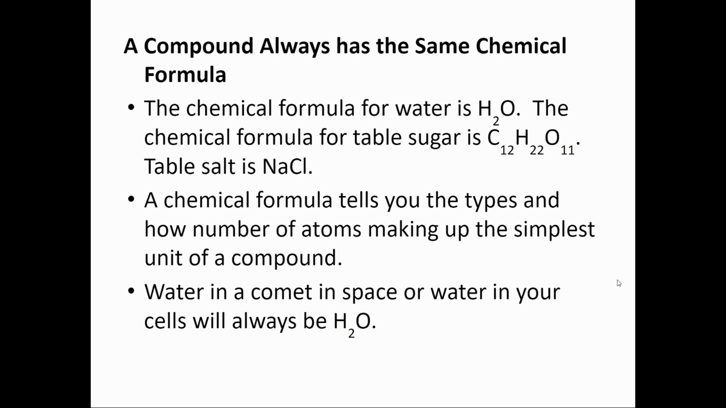For instance, in water, H2O, H is hydrogen. The 2 after the H tells us that we have 2 hydrogen. O is oxygen, and there's not a number after it, so we assume that we just have 1 oxygen. So in water, you have 2 hydrogen and 1 oxygen. Water in space or water in your cells will always be H2O.